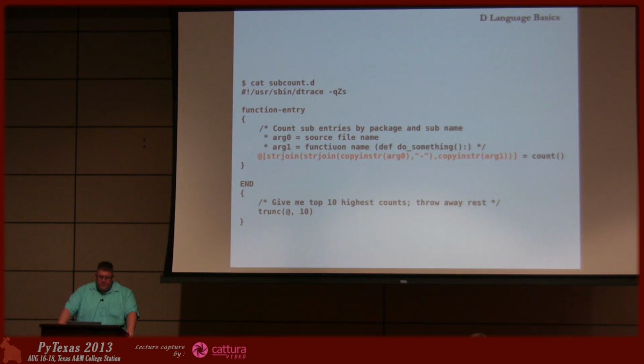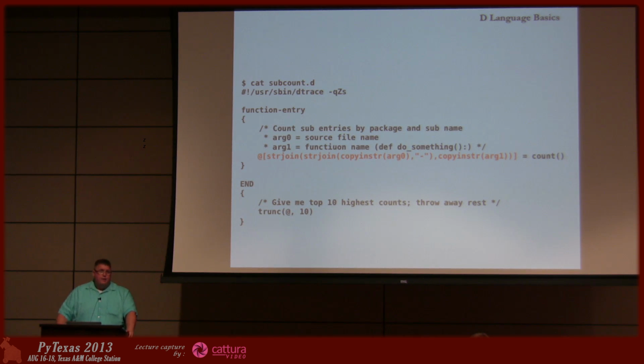You see this thing here in the middle, it's sort of a monstrosity, I'm sorry about that. The idea here is that we want to aggregate stuff. And all these strjoins and copyinstrs are essentially copying data from userland, and then the kernel is joining them together into a single string. So in this case, as you can see from the comments, arg0 is the source file name. Every time a function is entered by the Python interpreter, I want DTrace to collect the source file name and append a dash and then the function name, right?